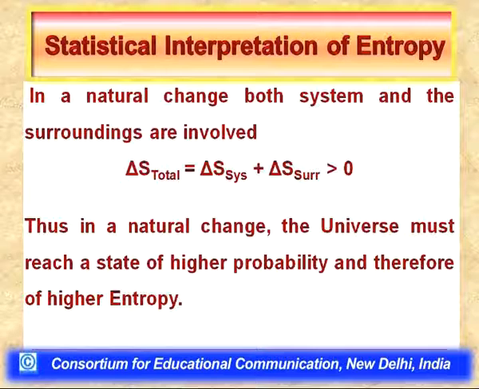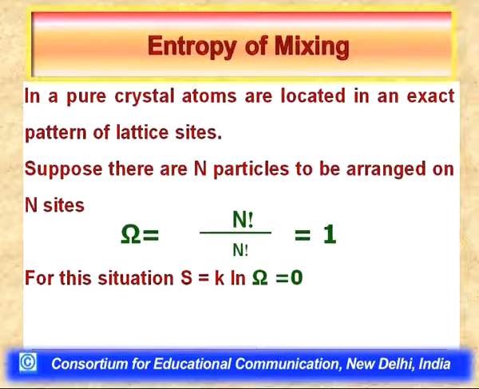And since we said that this isolated system can be considered as being made up of a system of interest and its immediate surroundings, for any particular system, the entropy change of the system along with that of the surroundings should increase in a natural process. For example, the universe, whose entropy always increases. So, the universe must reach a state of higher probability and therefore higher entropy. Now, having said this, coming back to the discussion of residual entropy, now consider a situation.